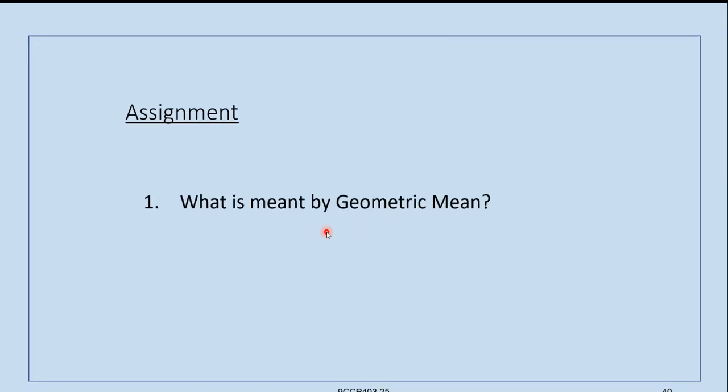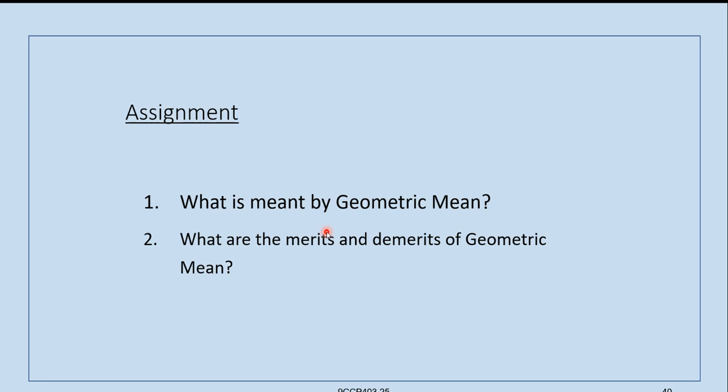Right? Now we will go to the assignment. Please attempt this assignment without fail. First is, what is meant by geometric mean? This is the theory part. These two questions are theory. So you write the meaning of geometric mean: the nth root of the product of given values. That's all, the answer is that one. Then, merits and demerits of geometric mean. So you have to list out the merits and demerits that we have seen in the earlier slides.